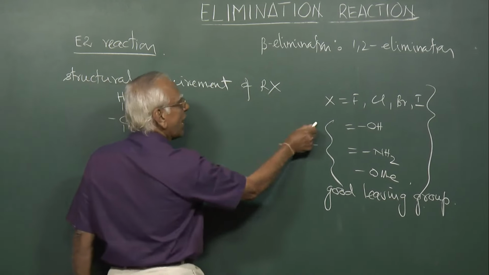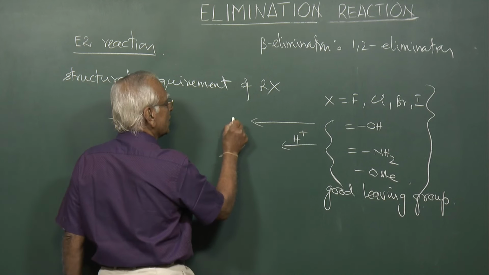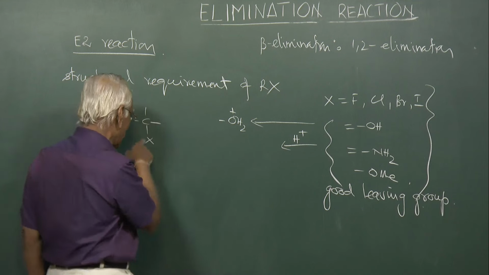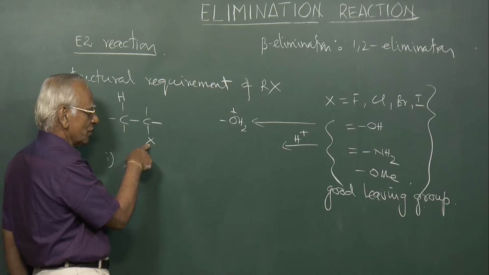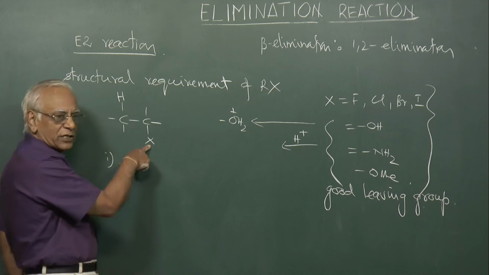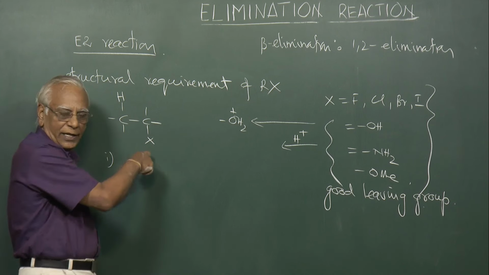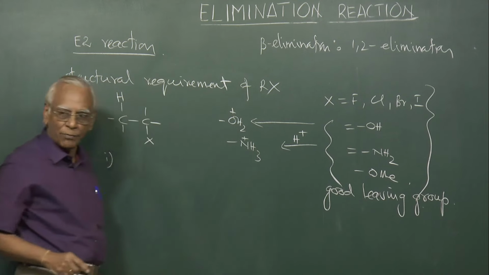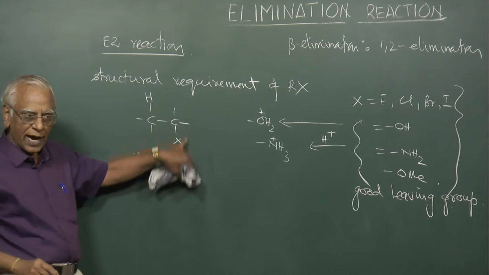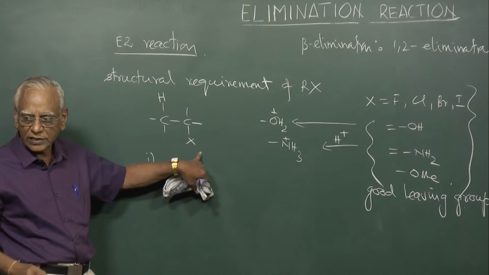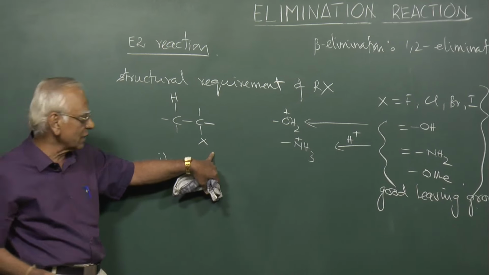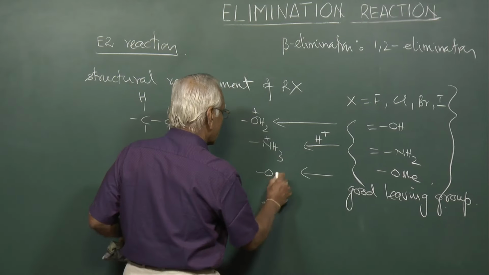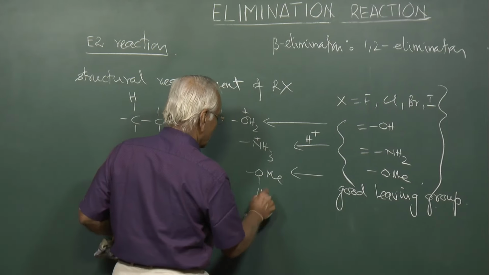What happens when you add H plus to the OH minus ion? It is converted into OH2 plus. It's already attached to the carbon atom. You remember the OH is converted to OH2 plus. And if X is equal to NH2 in acidic medium, it is converted into NH3 plus. Should you not put a bond there? Yes, dash NH2 in acidic medium is converted to NH3 plus. And in the case of OMe, it is converted into OMeH, alcohol.